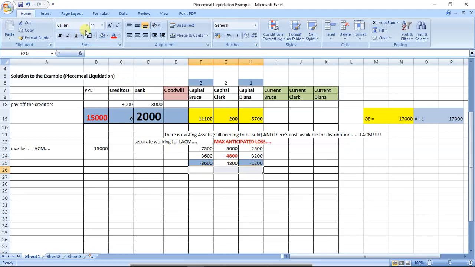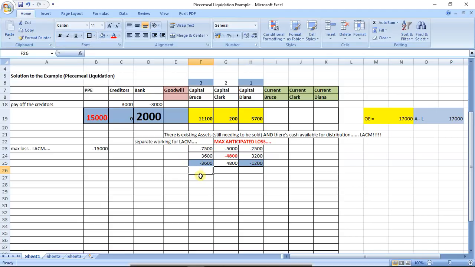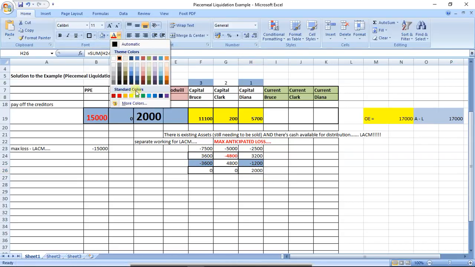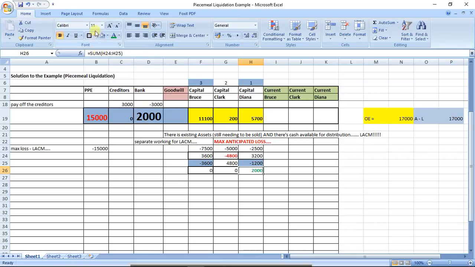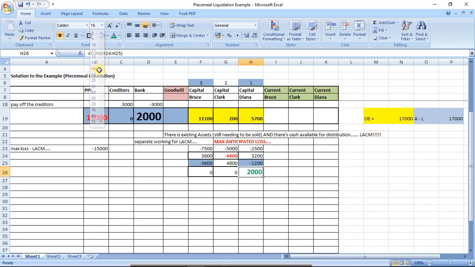So again, if I look at the total, does Bruce still have anything left? Well, if I add up those two, he has nothing. Obviously, Clark has nothing, and now Diana is still left with something. So if you look at that, who is the responsible partner? Well, the most responsible partner in this particular example would have been Diana. And that's the loss absorption capacity method.